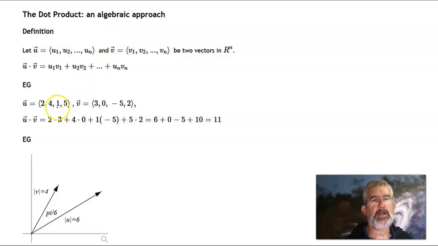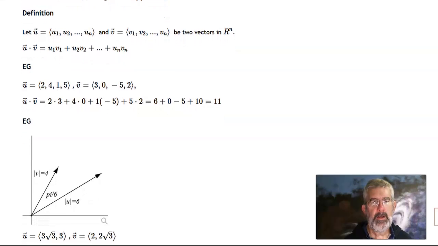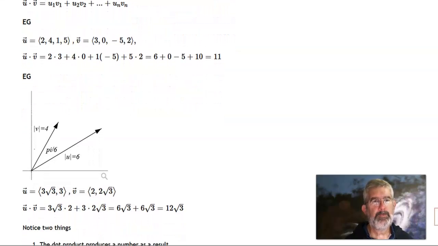Here's an example in R4: 2, 4, 1, 5 and 3, 0, minus 5, 2 are my two vectors, and I take the dot product. So the first components are 2 and 3, multiply those together. The second components are 4 and 0, multiply those together. Third components 1 and negative 5, and fourth components 5 and 2, and then add those results. So I got 6 plus 0 minus 5 plus 10 is 11. The dot product of these two vectors is 11. Now, what does that actually mean? We'll get to that, not in this video, but in one very soon.